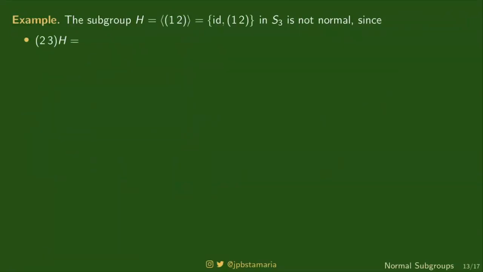Okay. In S sub 3 now, let's look at the subgroup H generated by the 2-cycle (1 2). It's a 2-cycle, so it's order 2. It will generate 2 elements only, identity and itself. If you multiply a (2 3) on the left of H, you get... how did I get (1 3 2)?